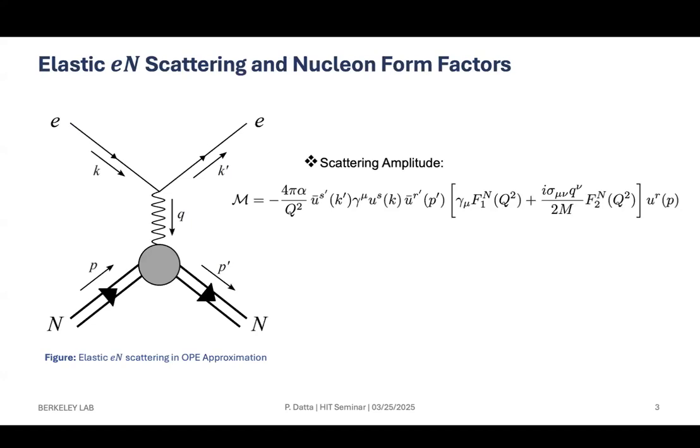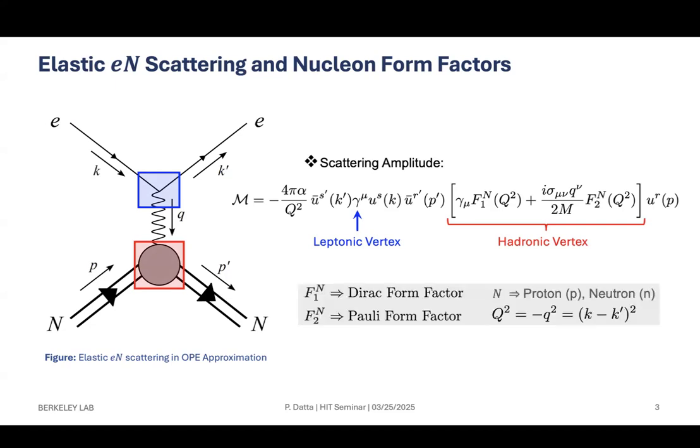So we are interested in elastic electron nucleon scattering. Here is the tree-level Feynman diagram for such a scattering process, and this is the associated scattering amplitude. The leptonic vertex is very well understood in the framework of QED, and that's what makes electrons an excellent probe inside the nucleons. And the hadronic vertex encodes the electromagnetic structure of the nucleons in terms of F1 and F2, which are known as the Dirac and Pauli form factors, respectively.